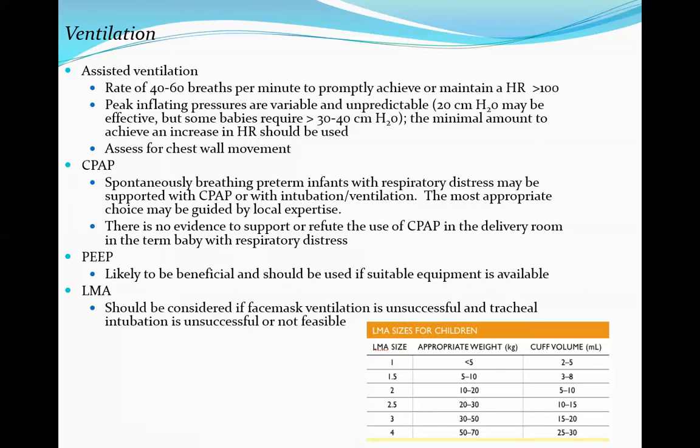The next slide talks about ventilation. For assisted ventilation, you want a goal rate of 40 to 60 breaths per minute to promptly achieve or maintain a heart rate of greater than 100. Peak inflating pressures are variable and unpredictable in this population. 20 centimeters of water may be effective, but some babies might require greater than 30 to 40 centimeters of water.